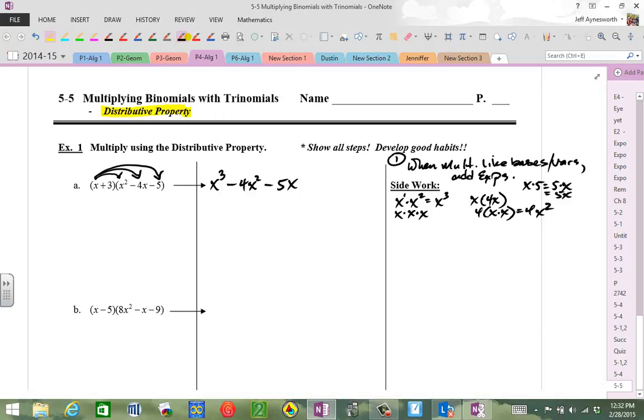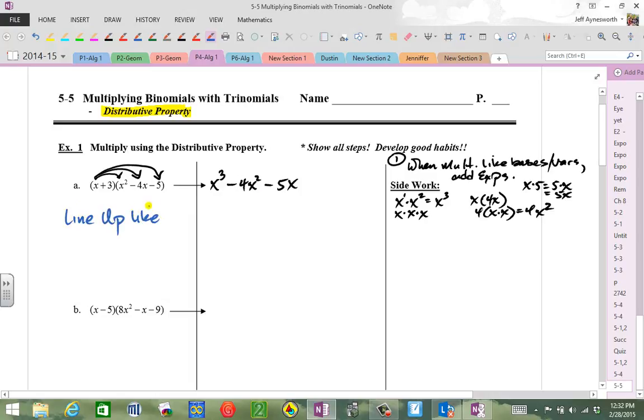All right, now what I want to do is distribute the next term. The next term is positive 3 because I see the plus sign. I'm going to switch colors now, and I'm going to line up like terms. That's a major concept I'm going to go over here. You're only able to add and subtract like terms.